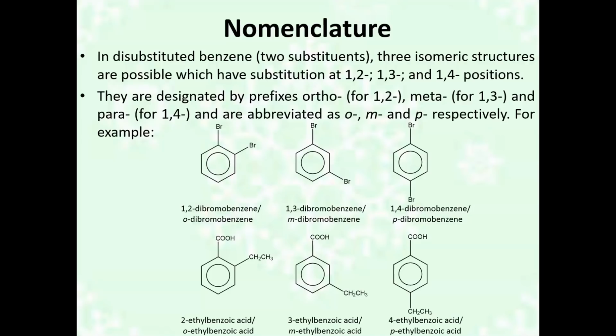Okay, and then the next one is almost the same, just that the ethyl group is now at position 3, so it's called 3-ethylbenzoic acid or m-ethylbenzoic acid. And the last one, the CH2CH3, the ethyl group, is at carbon number 4. 1, 2, 3, 4. So it's named 4-ethylbenzoic acid or p-ethylbenzoic acid.